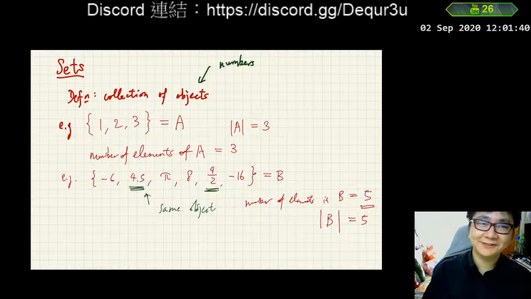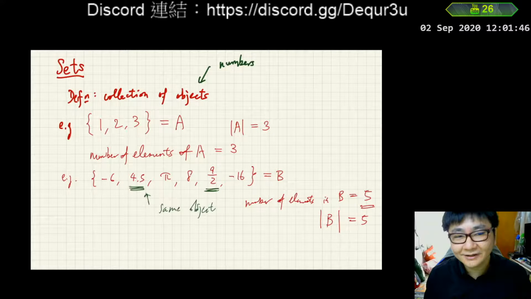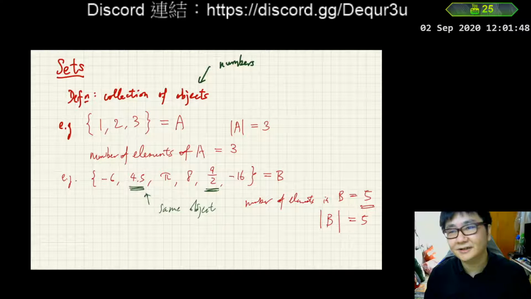But then we have to be sure about the meaning of same. Here, of course, 4.5 and 9/2 are the same thing. Therefore, it doesn't count as two different elements.